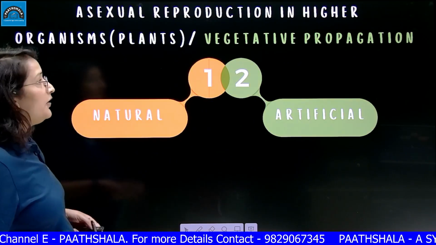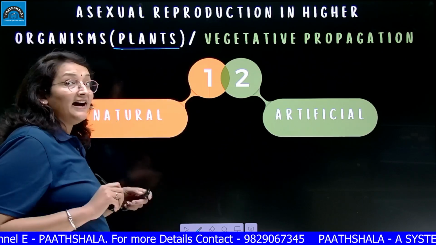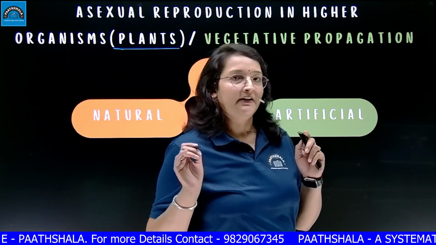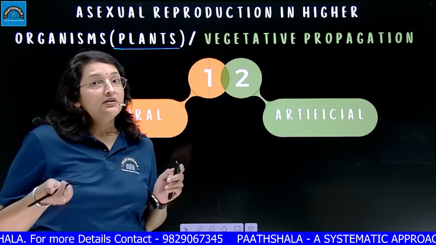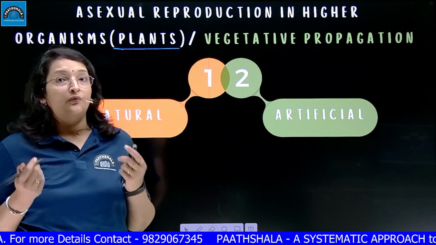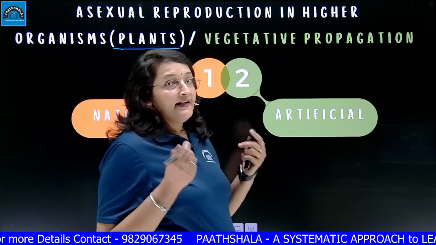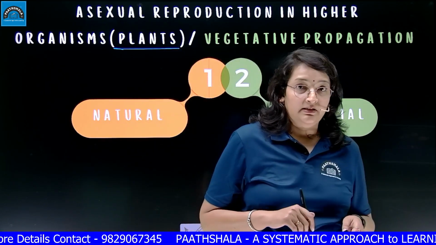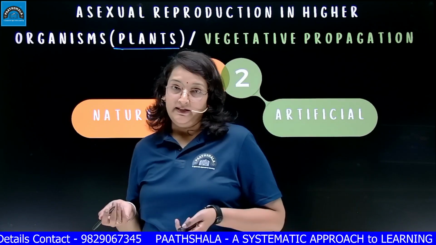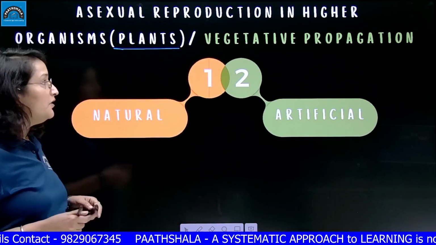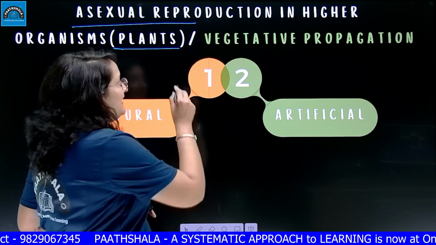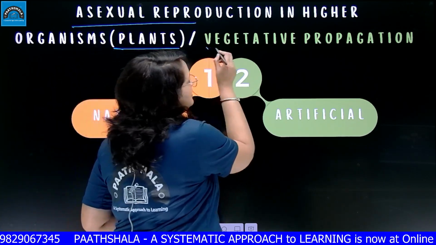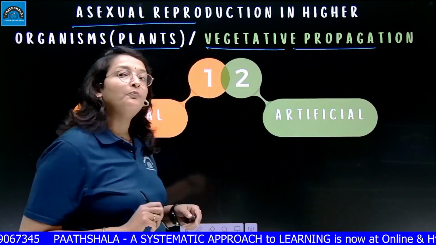Now, if we are talking about modes of asexual reproduction in higher organisms, we will start from plants. Mostly these are non-flowering plants, or those plants which do not produce seeds, because seeds are always produced by the ovule. Ovule is always there in the flower, inside the ovary. So how are non-flowering plants going to reproduce? They reproduce by the asexual mode, and in these plants we call this asexual reproduction vegetative propagation.